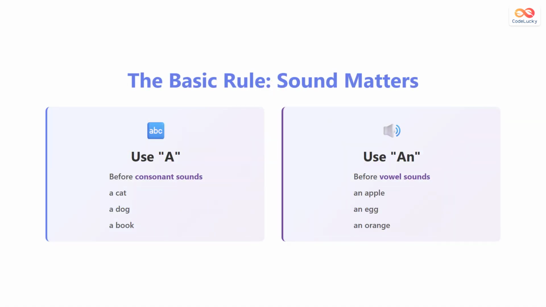The basic rule is simple but very important. Use the article a before consonant sounds and use the article an before vowel sounds. For example, we say a cat, a dog, and a book because these words start with consonant sounds. We say an apple, an egg, and an orange because these words start with vowel sounds. Remember, the key is the sound of the word, not just the first letter.